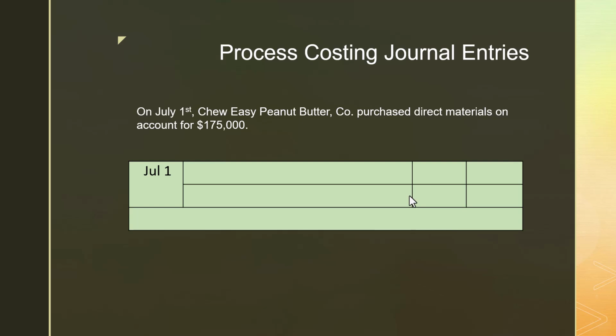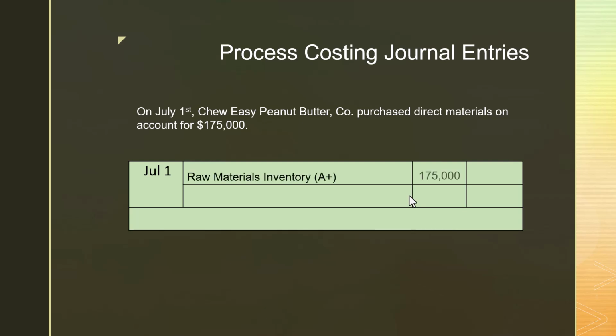And I always do this in some kind of chronological order on how it would naturally work in the department. The first thing you need to do before you can even use materials is buy them. So let's record the entry to purchase our materials for the period. We're making a purchase of $175,000 of materials on account. So how would we record this in the entry?